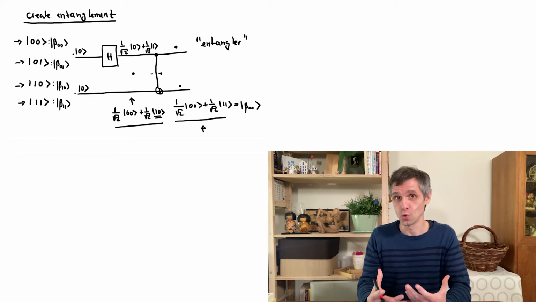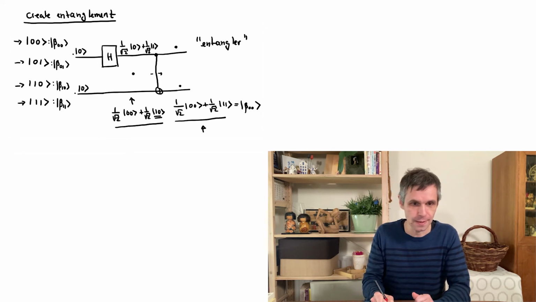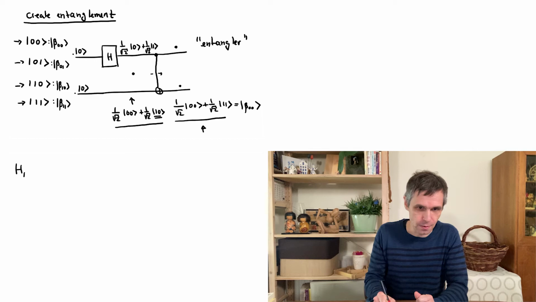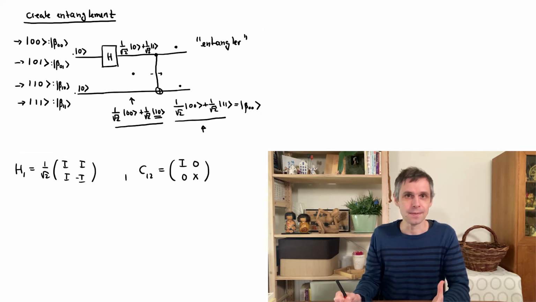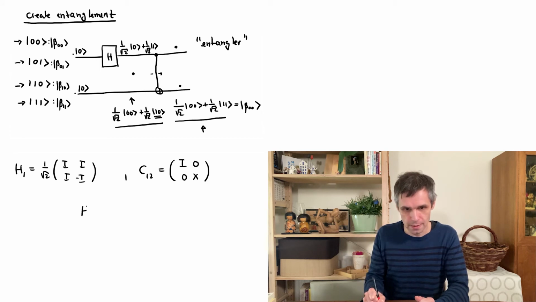I said that I'm going to show you 2 ways how this works. So here is the second one. And for this, we are just going to multiply matrices. As a matrix, the Hadamard gate acting on the first qubit can be written in this block form here. And the controlled NOT gate can be written in this block form. And now we can see how this works by simply multiplying these matrices together, but we have to do it in the correct order. The Hadamard gate is acting first, so we have to place it to the right of the CNOT gate, which acts second. And now we can multiply these matrices.